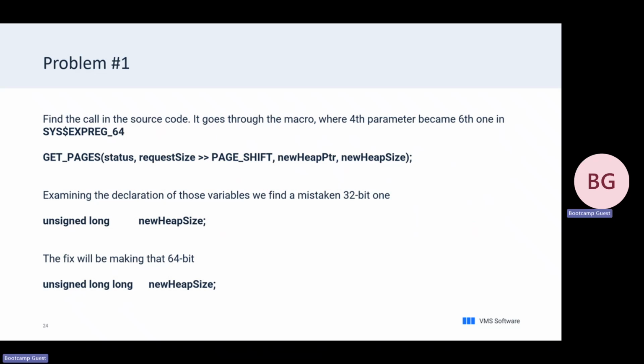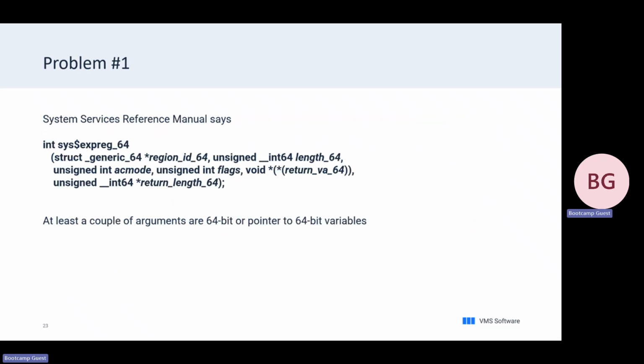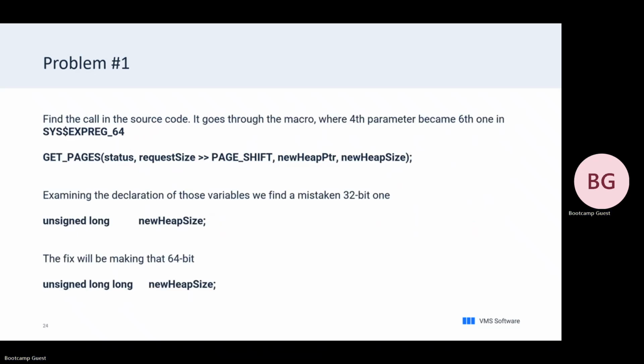And we can see that there is a parameter, the new heap size. When you call EXPREG, it returns the new size in that variable. And we see that this variable was actually 32 bits. But the manual says it should be 64 bits, so 8 bytes. So when SYS$EXPREG64 wrote something inside, it also garbled our saved RBX. The fix will be easy, just make the variable 64 bits.